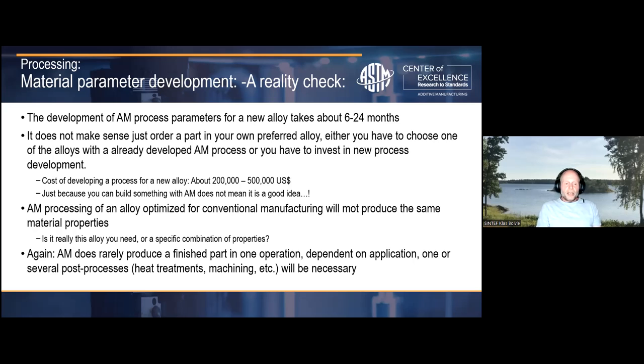And they could save a lot more weight because they used thinner sections if they built it in titanium. AM processing of an alloy optimized for conventional manufacturing will not have the same material properties if you do it by AM. So the question is, do you really want that alloy, or is it perhaps a specific combination of properties? And then you need to ask yourself, which are the properties you actually need for this application? You don't, for example, need it to have very good milling properties and to be easy to make a lot of chips from. You don't necessarily need it to have very good casting properties. But what are the properties you need in the product?